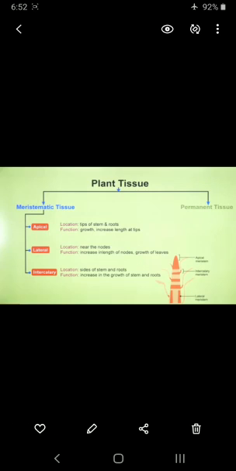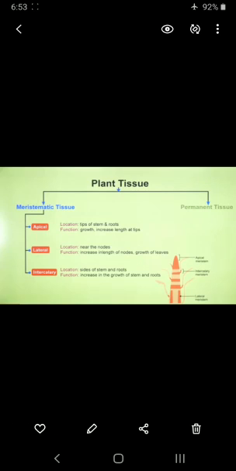Plant tissues are categorized into two categories: meristematic tissue and permanent tissue. Meristematic tissues are those whose cells are capable of division, and they are divided into three categories: apical, lateral and intercalary. Apical meristems are present at the tip of the root and shoot. They help increase the length of the stem and the root.